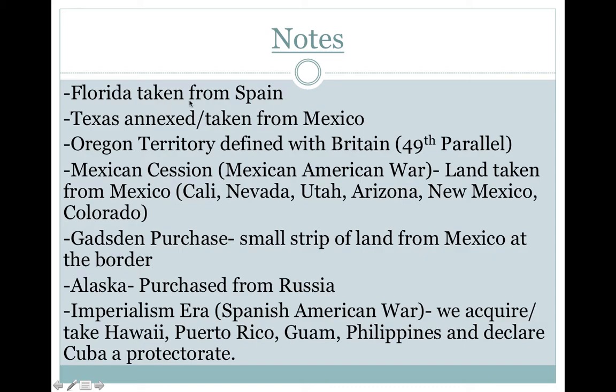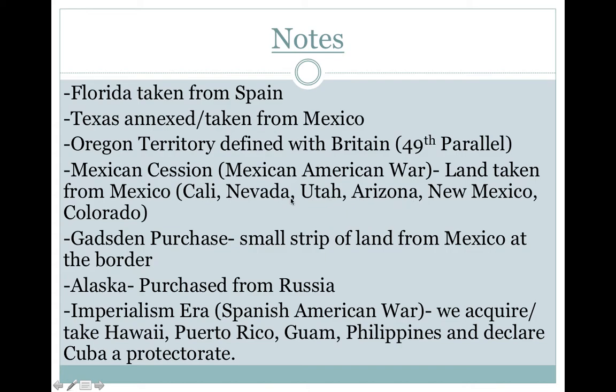Florida, we take from Spain. Texas, we annex from Mexico. Oregon territory, we work out an agreement with Britain with the 49th parallel. That's why it's a straight line across the northern part of the U.S. The Mexican Cession, so this is the Mexican-American War, where we fought Mexico and we gained control of California, Nevada, Utah, Arizona, New Mexico, and Colorado.